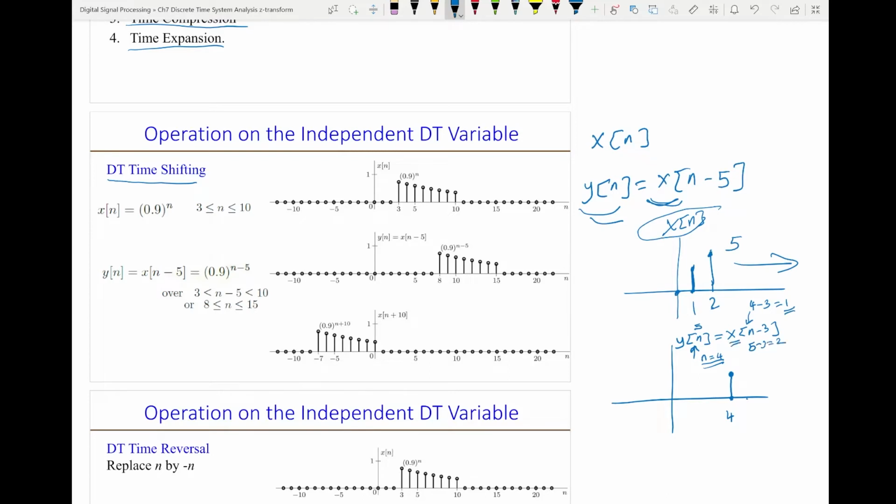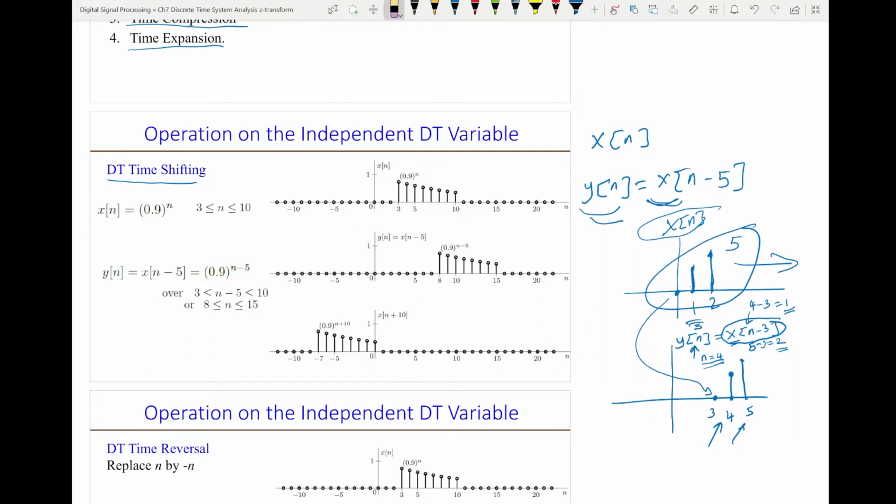So the value of the signal at location 2 will be mapped at 5. So this is the signal here, or the sample. It will be mapped at 5, and the 0 will be mapped here. So this operation, basically x of n minus 3, shifted this signal 3 units to the right. So this is shifted here, and this shifted here and here.